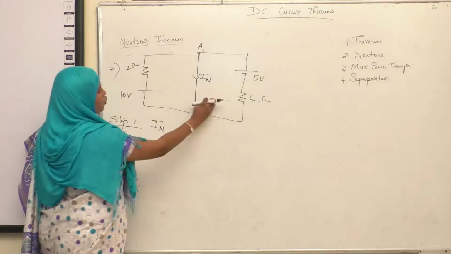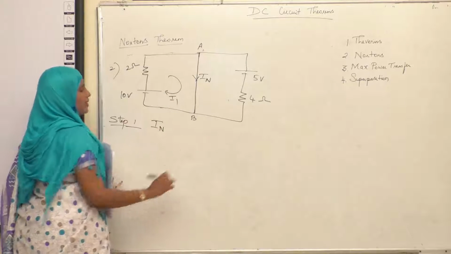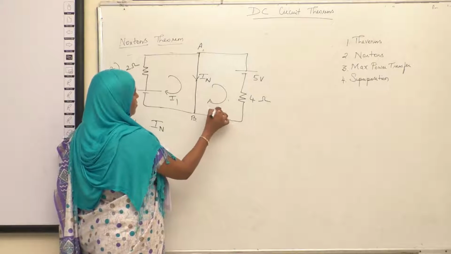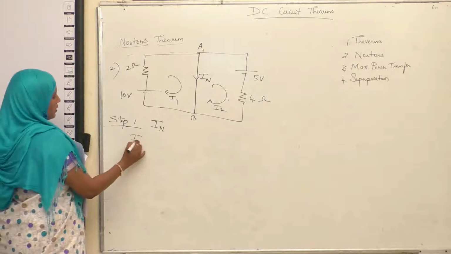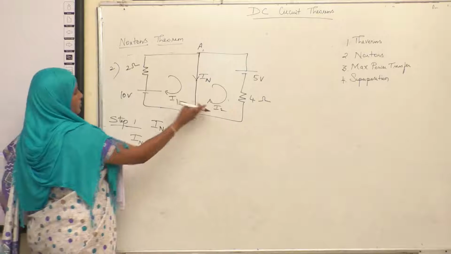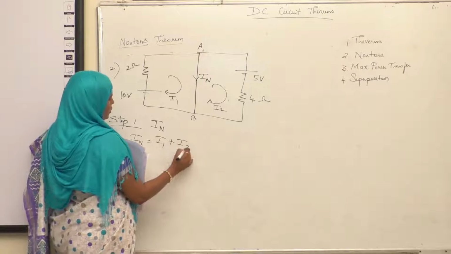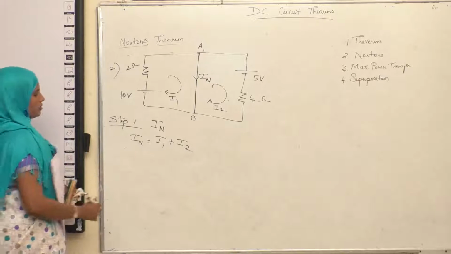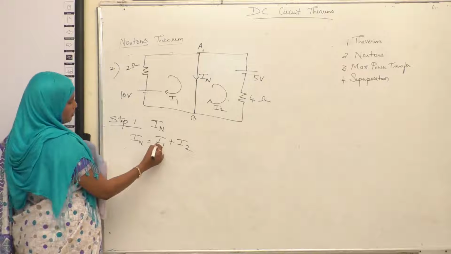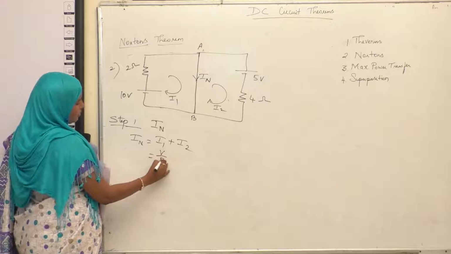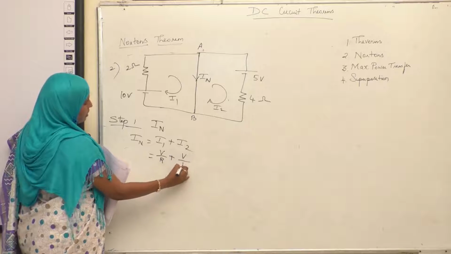So you have 2 loops here. In the first loop, I am assuming current I1. In the second loop, I am assuming current I2. So your total current IN will be the summation of these two, I1 plus I2. Right? So what is I1? You know by Ohm's law, I equals V by R. Similarly, this I is also V by R.